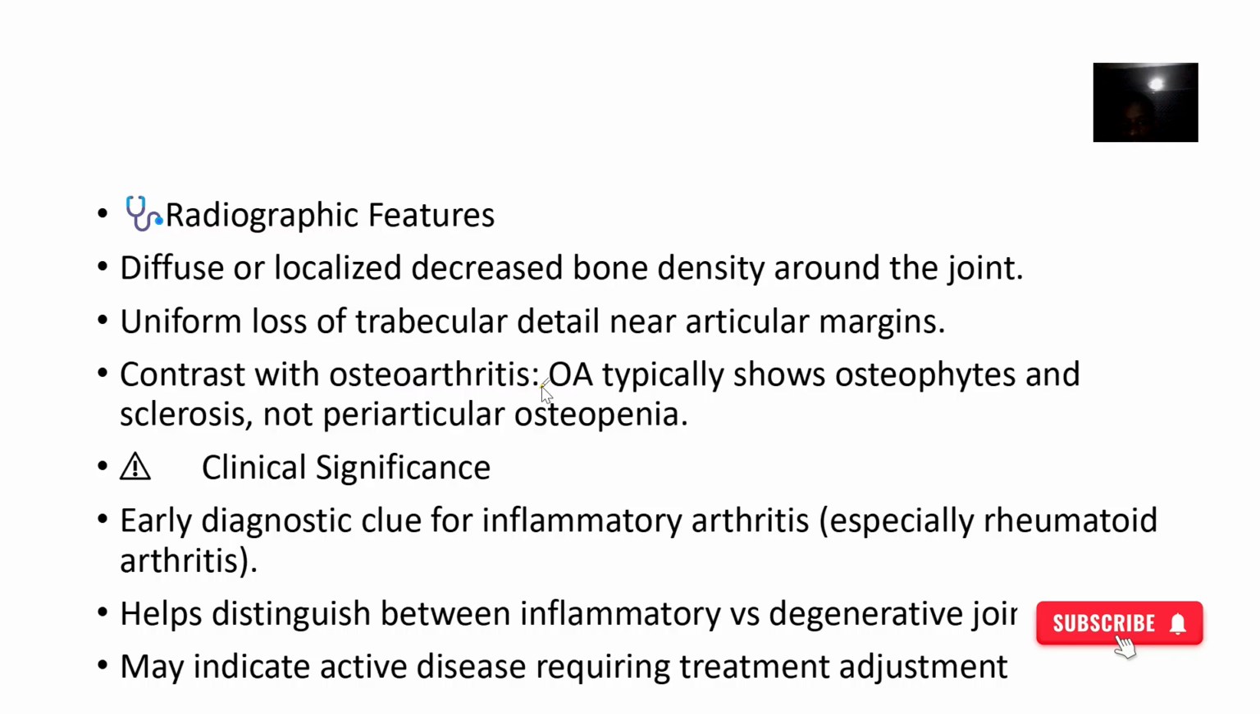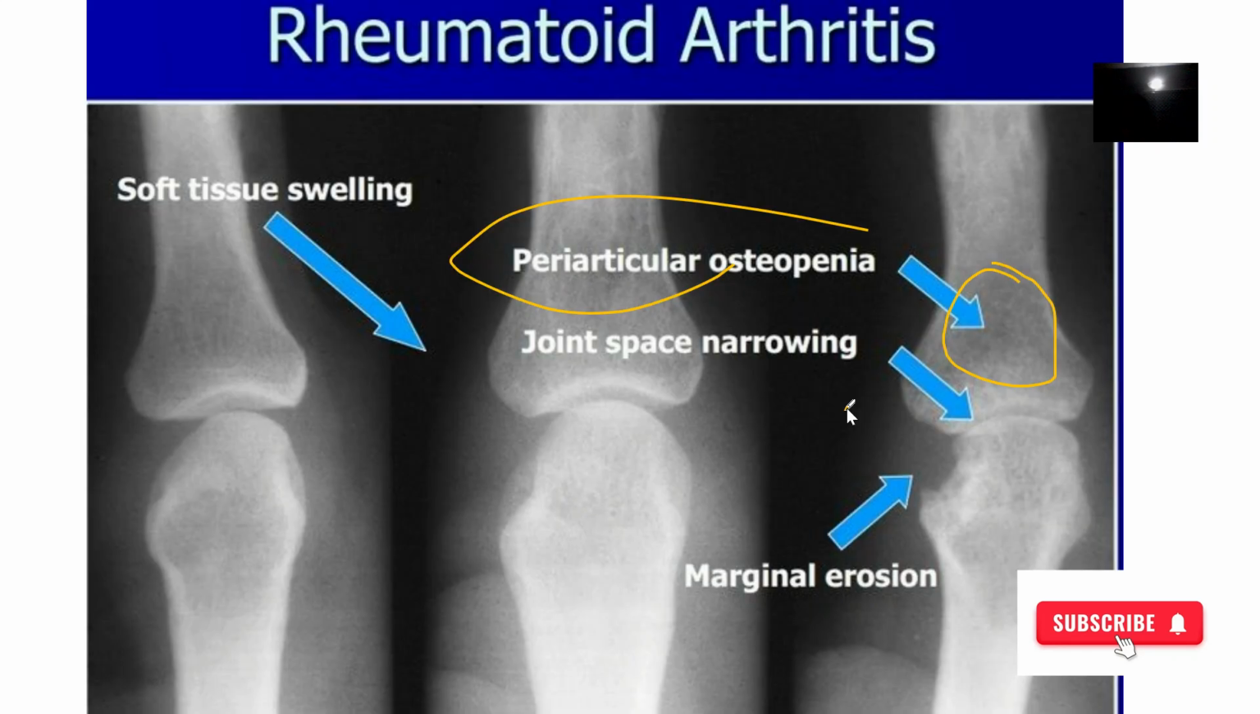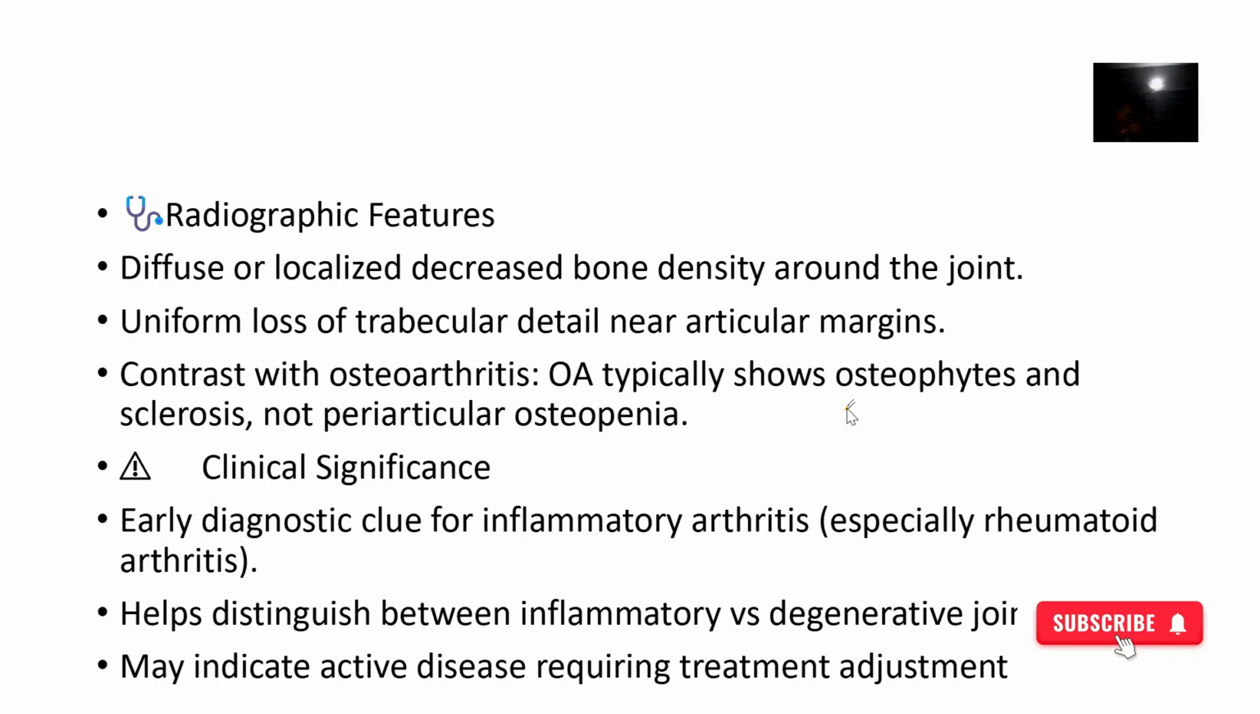So in contrast, osteoarthritis usually shows osteophytes. So you see all those bone growths around it. Okay, and sclerosis. So clinical significance is it helps us to early on diagnose this condition. It helps to differentiate between inflammatory and also degenerative joint diseases. It may indicate active disease requiring treatment adjustment. Okay.